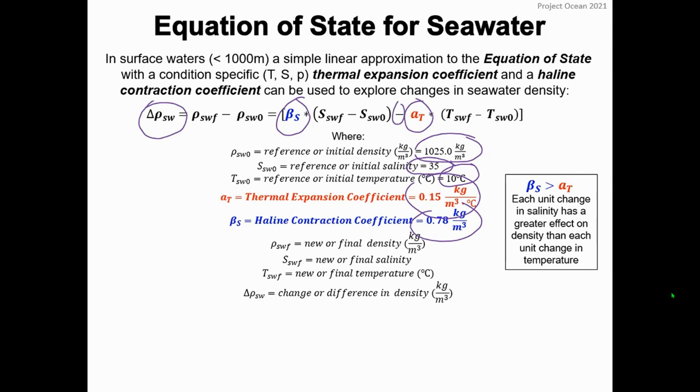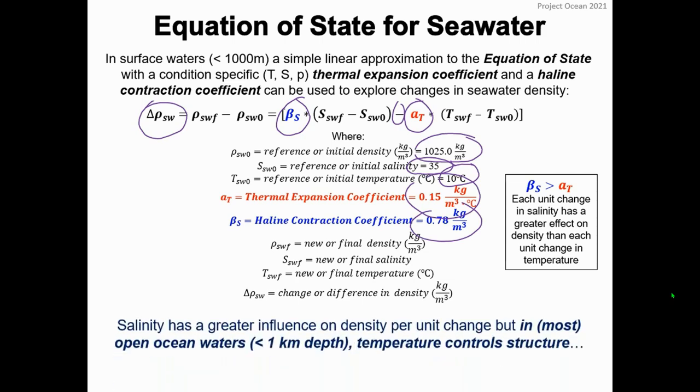So comparing these two coefficients, it tells us that each unit change in salinity has a greater effect on density than each unit change in temperature. Now, that leads us to a really interesting finding. It's pretty clear that salinity has a greater influence on density per unit change in most open ocean waters less than 1 kilometer deep. But we'll see that temperature is what actually controls ocean structure. I'll jump right to it and tell you the reason why, and then I'll show you the reason why.